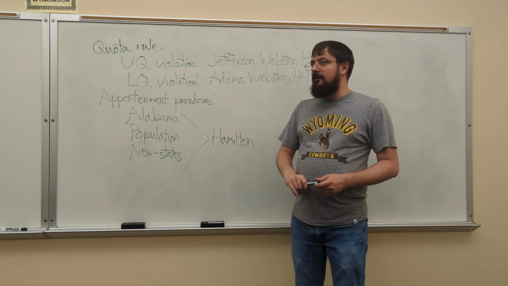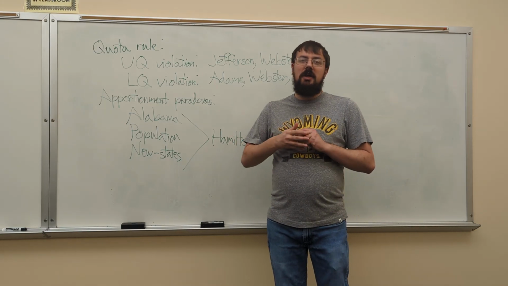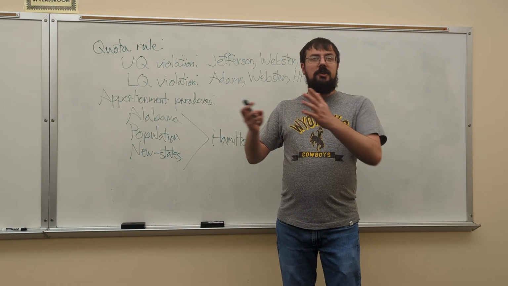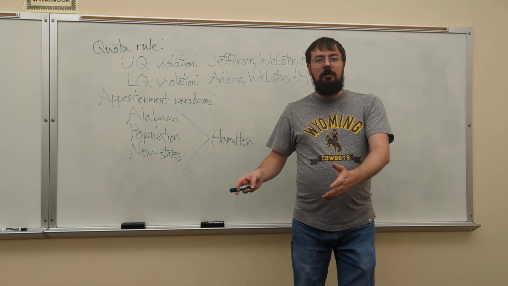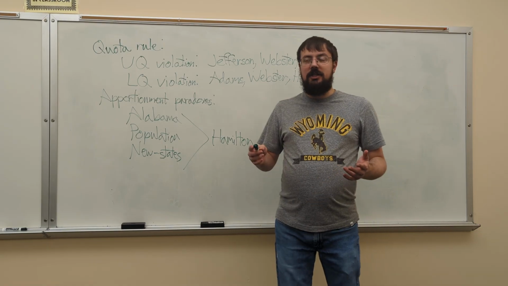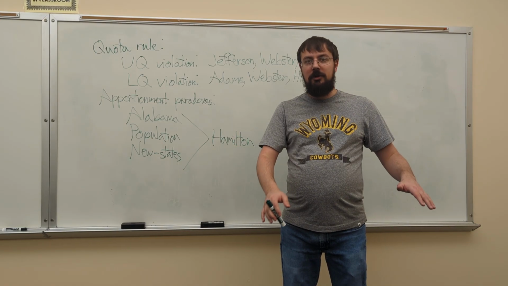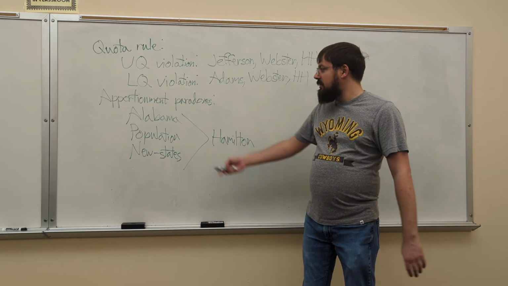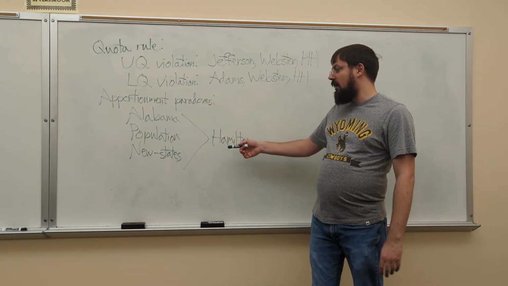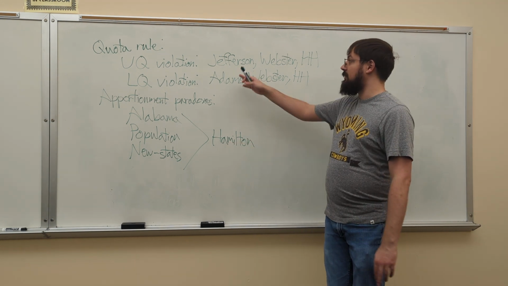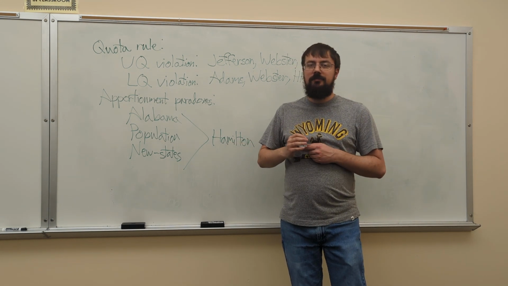Finally, we have the new states paradox. This basically occurs when we add a new state with its proper apportionment of seats, and it results in a change in the number of seats that other states are apportioned. Once again, these three apportionment paradoxes can occur with Hamilton's method. They do not occur with any of the other methods that we've talked about.